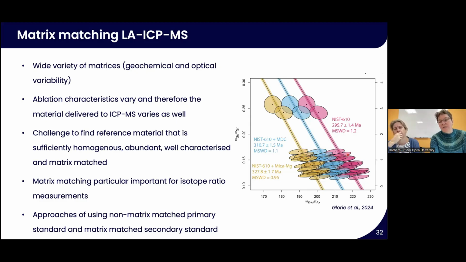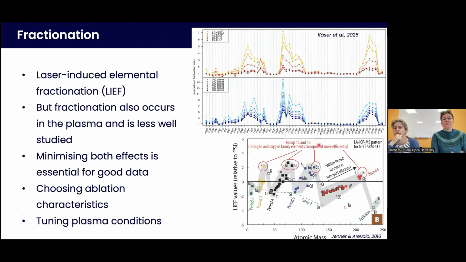And I don't want to go into the details here, this is just to illustrate that the matrix your standard has, that you then apply to your unknowns, does make a difference in terms of your calibration. And this leads us on to the next topic of fractionation, because some of the different behavior of the matrix is also something to consider.